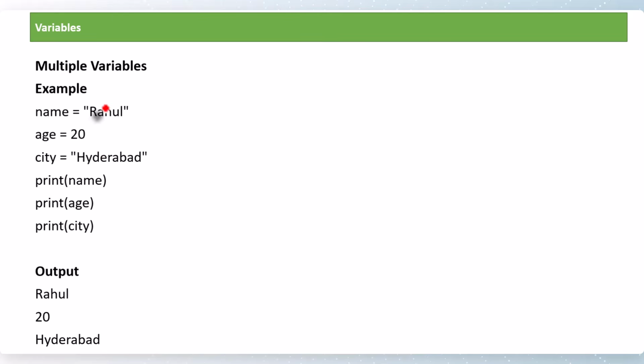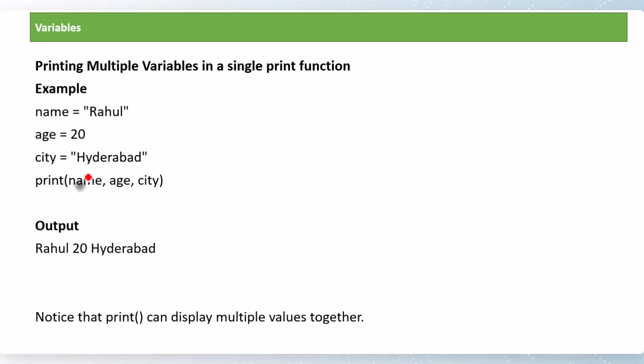Okay. Even you can print multiple variable values. Name equal to Rahul, age equal to 20. Two variables are created. Here again, one more also, city, Hyderabad. Totally three variables are created. You can print name, age, city, so that you can get the output of Rahul, 20, Hyderabad.